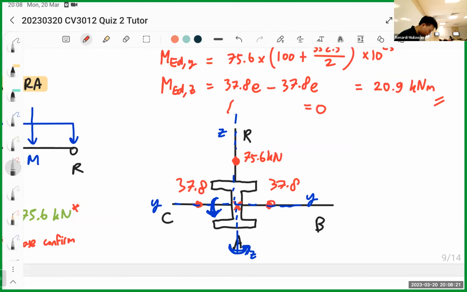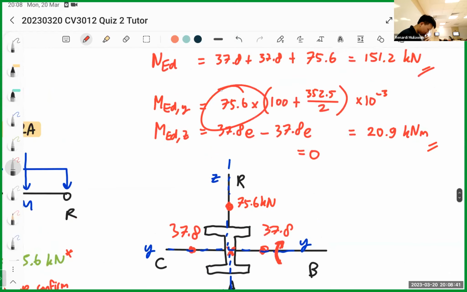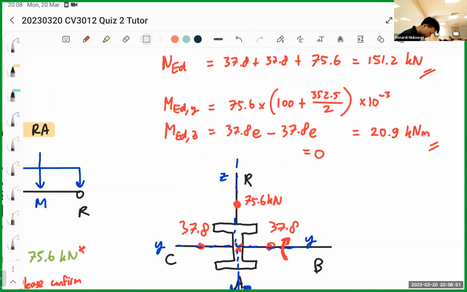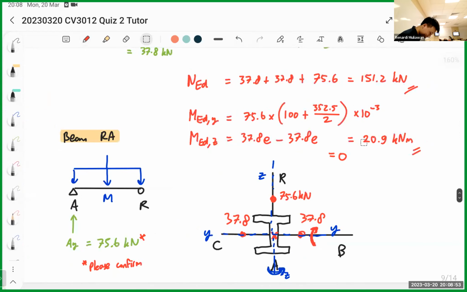While in YY, which way does YY spin? It spins this way. So it's contributed by beam AR. Beam AR will push that way, right? That's why it's 75.6, multiplied by the moment arm, which is 100 plus this value. Yes, just like that. I hope that's clear.